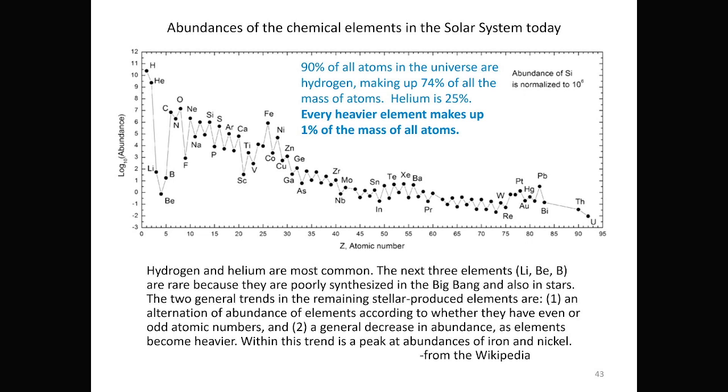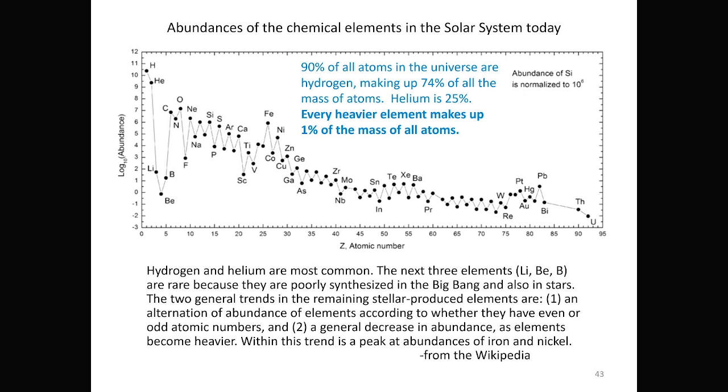And what you see is that 90% of all atoms in the universe are hydrogen, making up 74% of all the mass. Helium is 25%. Every heavier element than those two elements falls in the 1% of the mass of the universe that's left over in the normal matter.